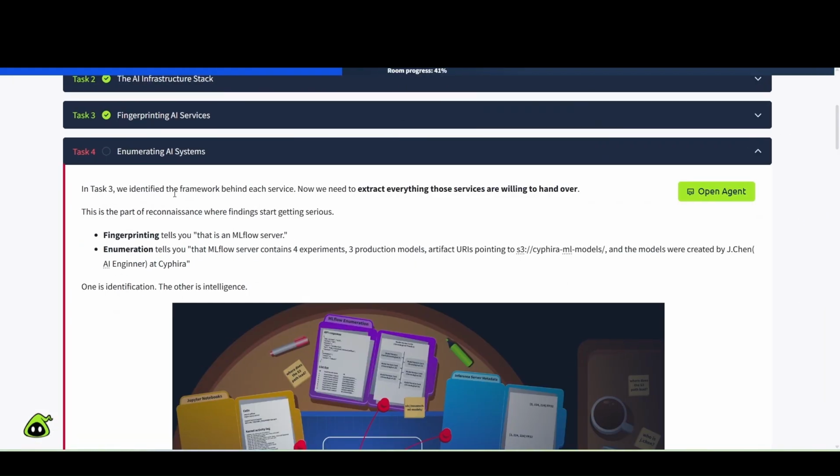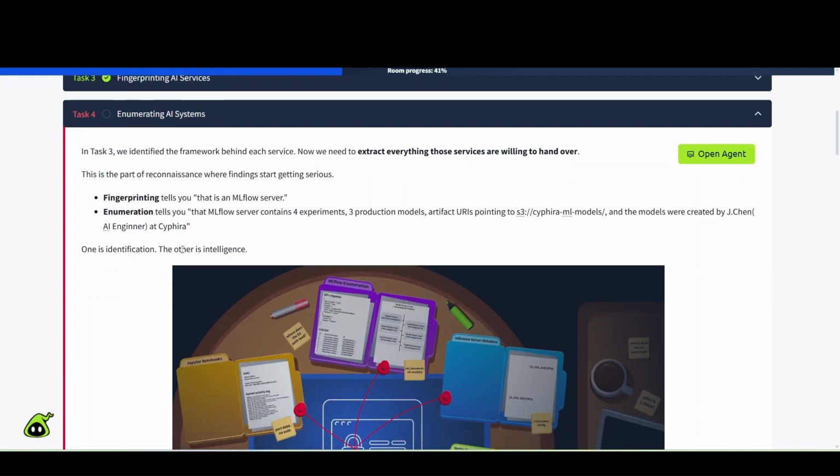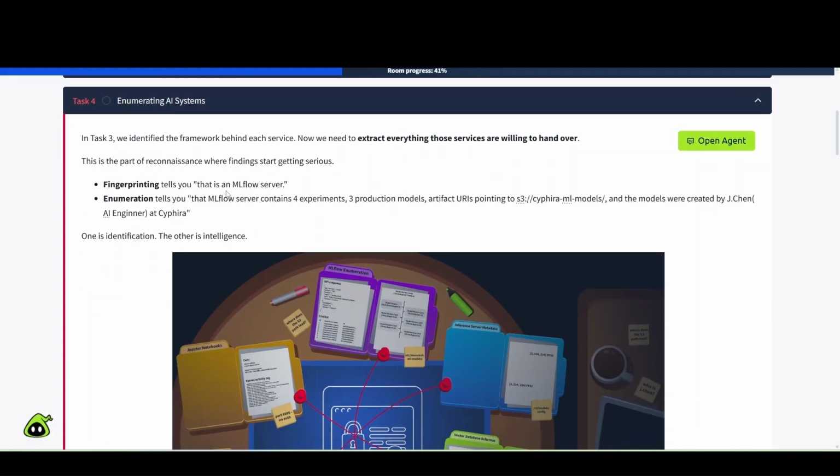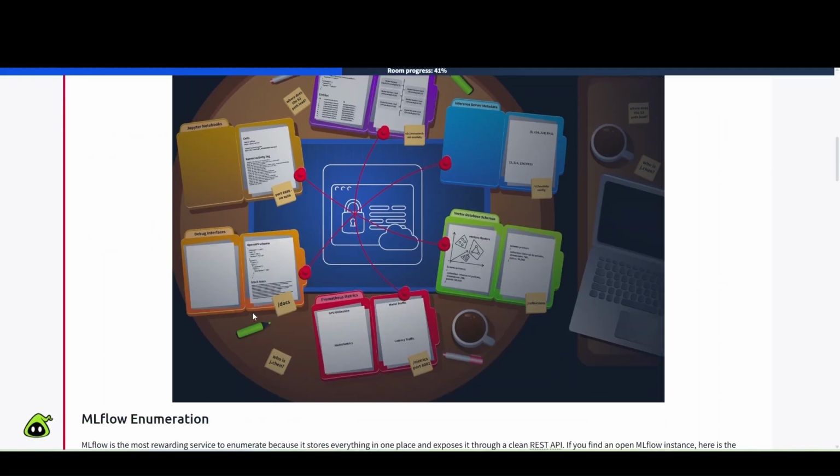In task 3, we identified the framework behind each service. Now we need to extract everything those services are willing to hand over. This is part of reconnaissance, where finding starts getting serious. Fingerprinting tells you that is an MLflow server. Enumeration tells you that MLflow server contains 4 experiments, 3 production models, artifact URIs pointing to S3, etc. And the models were created by J. Chen, AI engineer at Sephira. One is identification, the other is intelligence.